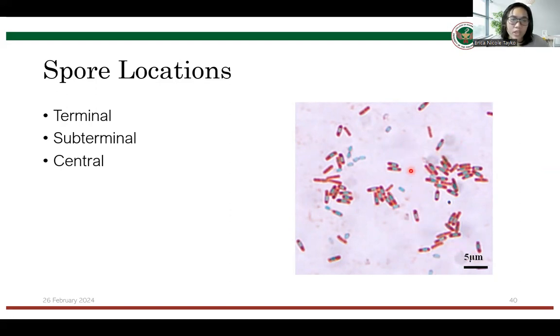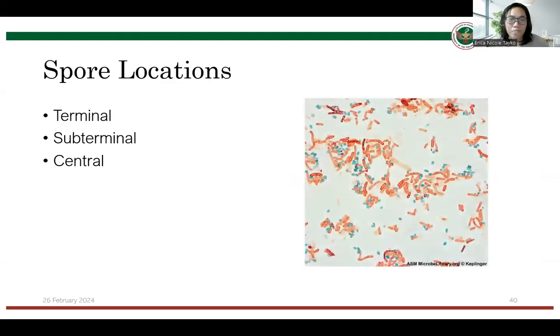So in this picture, those are the ones in green, and the vegetative portions are the pink ones. Sometimes it can also be located outside of your bacteria. This is just another picture showing that the vegetative cells are stained with safranin, so pink, but the spores are stained with malachite green, which are the green spores.